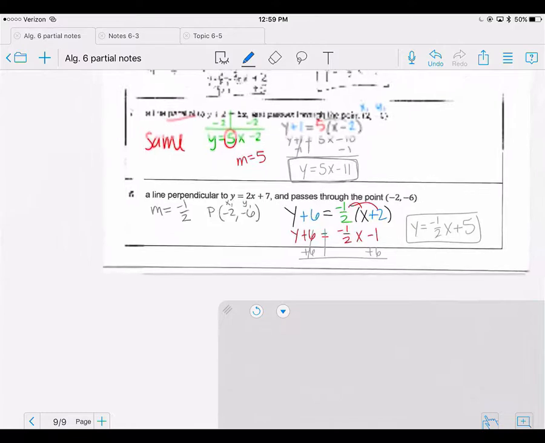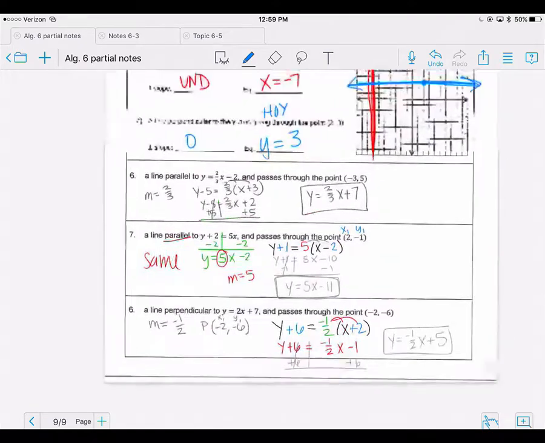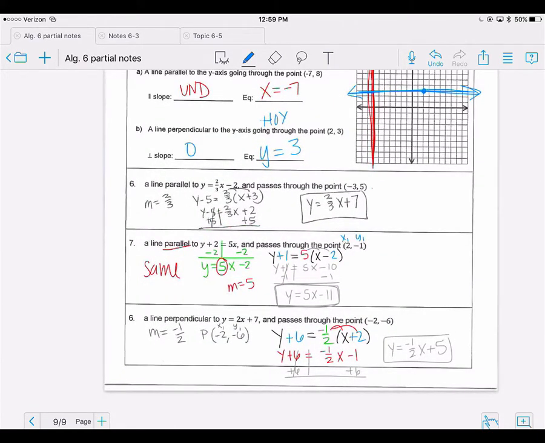So again, parallel and perpendicular, the only piece that's different is the slope. You still plug in to point slope form. You still solve the exact same way by getting y by itself. So keep that in mind. The only thing that varies or changes is what you do with the slope from the original equation.